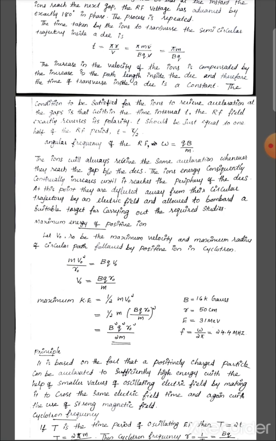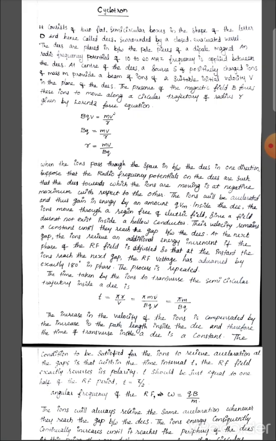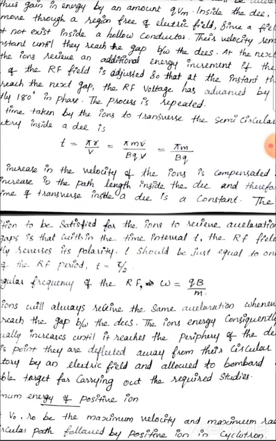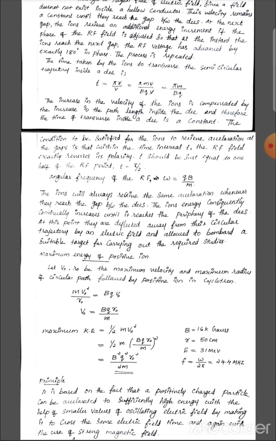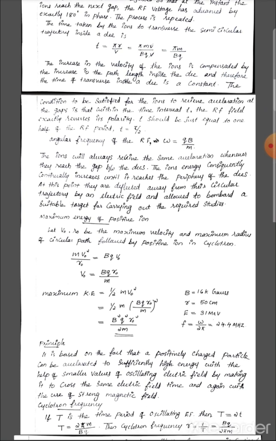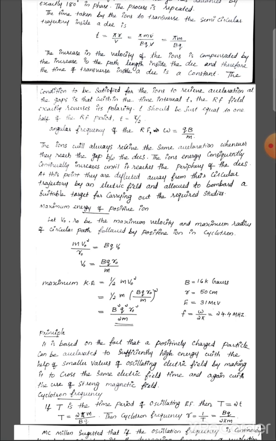t is equal to pi r by v. Then r is equal to mv by bq. Then small t is equal to pi mv by bqv, that's equal to pi m by bq. The increase in the velocity of the ions is compensated by the increase in the path length inside the D, and therefore the time of traverse inside a D is a constant.